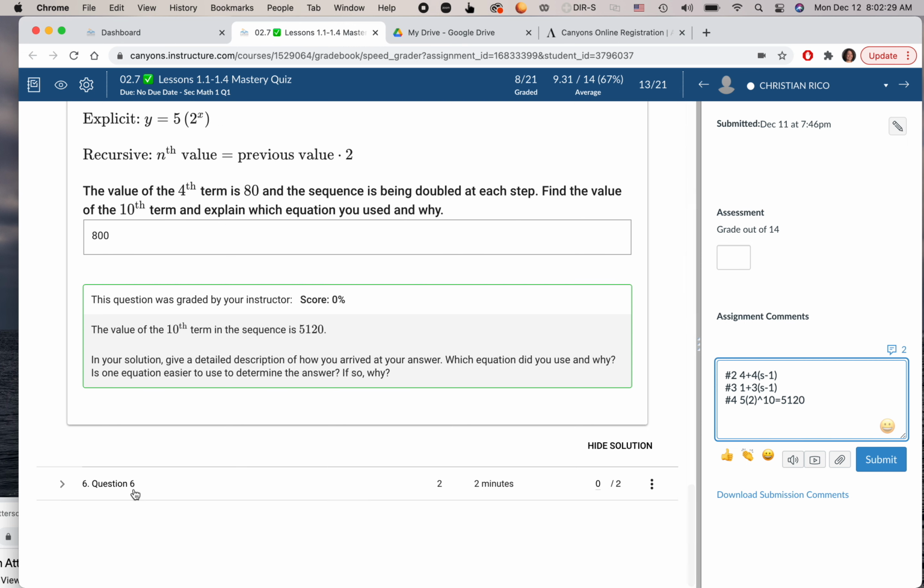So no points on that one. The second formula says you multiply by 2. They give you the 4th term is 80. So 80 times 2 is 160. That's the 5th term. 160 times 2 is 320. That would be the 6th term. And then you have to continue that until you get to the 10th term. You can use either formula that you want. And really, to be a complete answer, you do need to say which formula you chose and why.